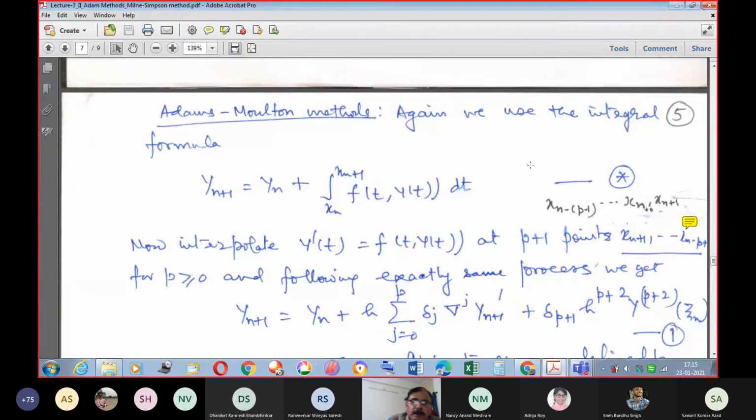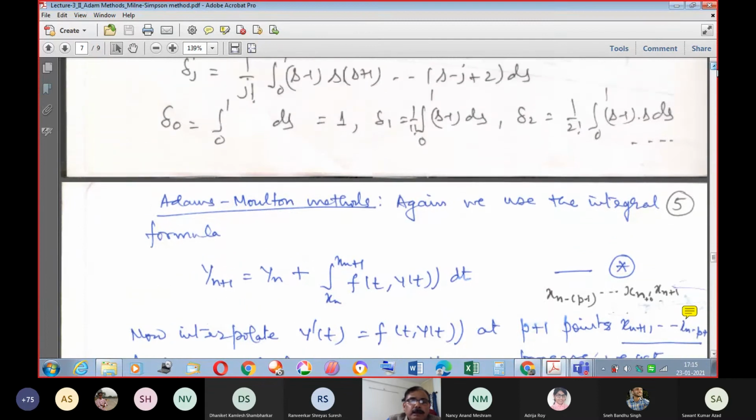So the only difference between the Adams-Bashforth method and the Adams-Moulton method is that the interpolation is done at one shifted point, means instead of xn minus p to xn, it is done on xn minus p minus 1 to xn plus 1. After that, everything is the same. There is no difference in the working at all. So we'll use the points.